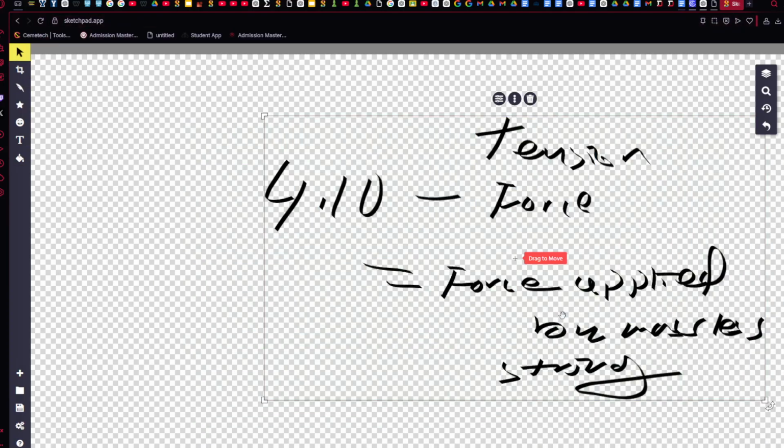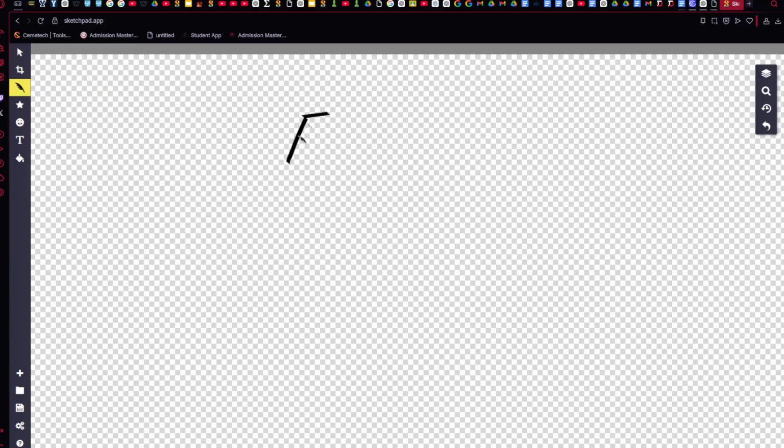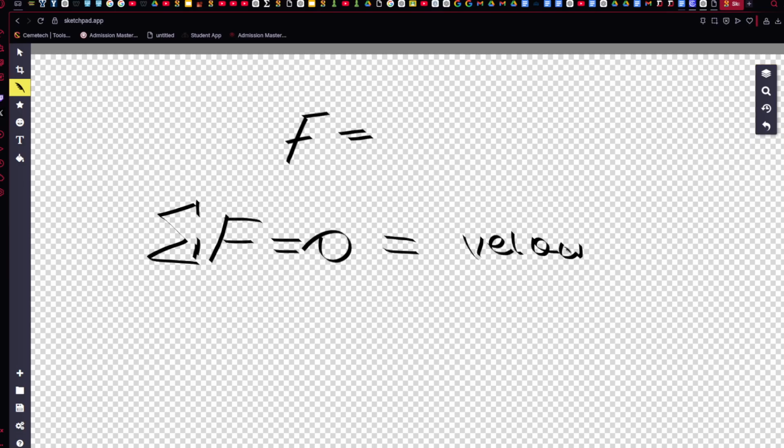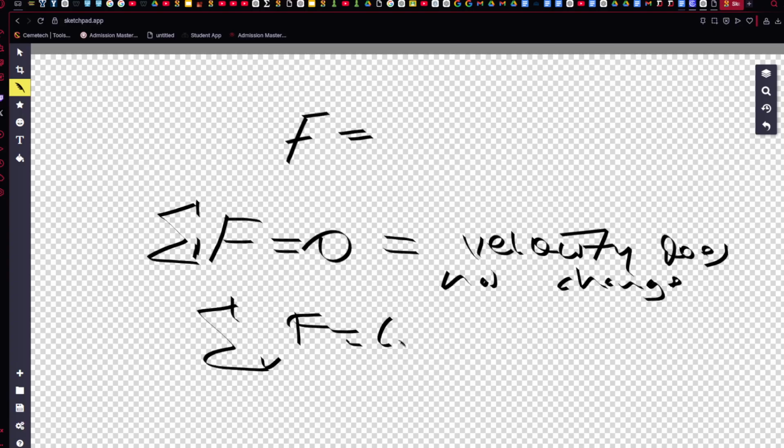4.11, equilibrium applications of Newton's law. Remember that a force is something that causes an object's velocity to change. So if all the forces add up to 0, it doesn't mean the object is not moving. It means that the object's velocity does not change. So if you're told in a problem that the velocity does not change, that means all the forces must add up to 0. And you could do some things with that.